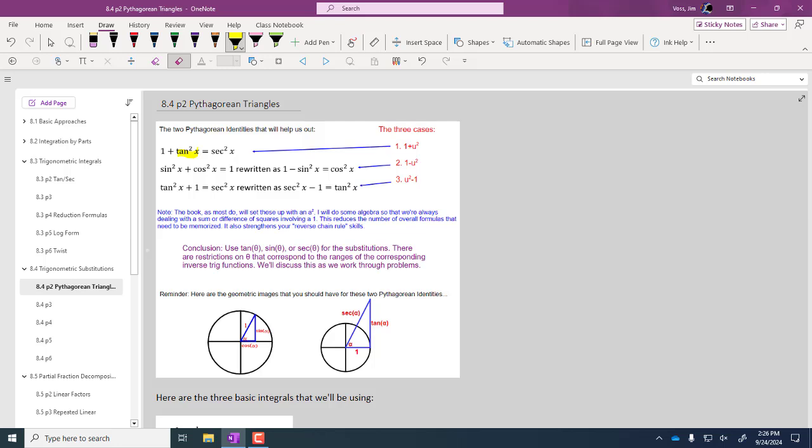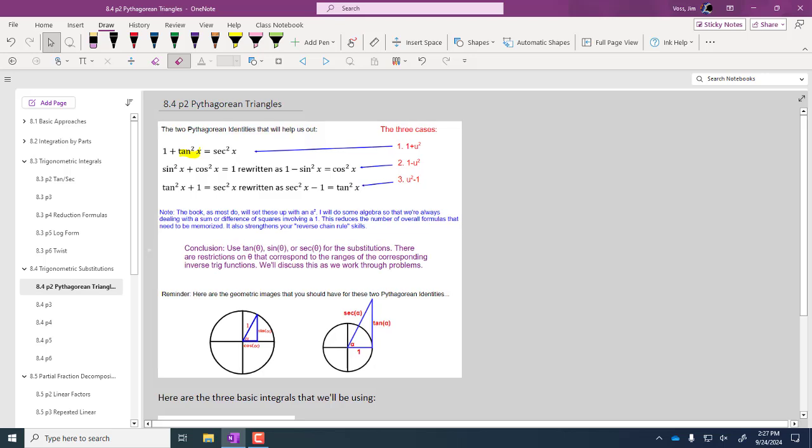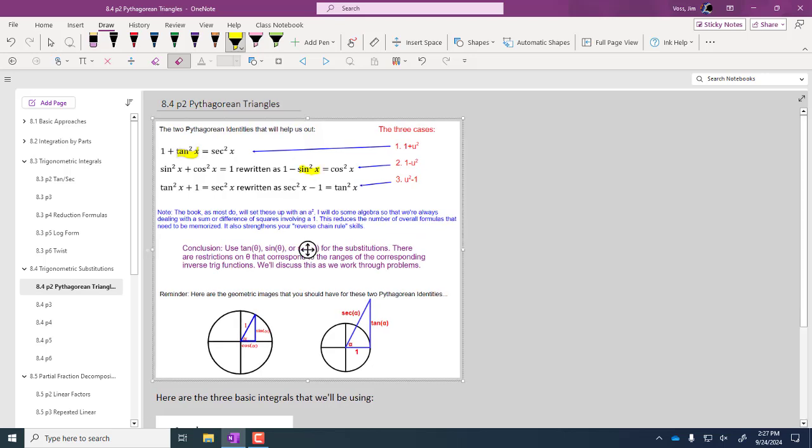So the idea here is that if you look at the Pythagorean identities, we look at this one, we've taken two terms, a sum of squares, and turned it into a single square here. Down here, I'm going to take these two trig identities and rewrite them. And I'm rewriting them in a way so that here I have a difference of squares with a leading 1.